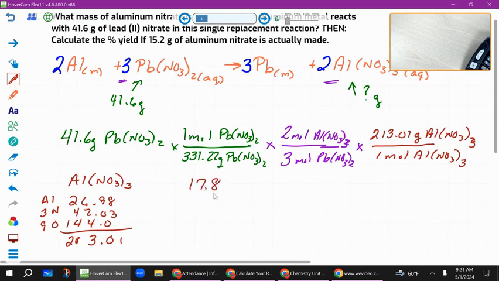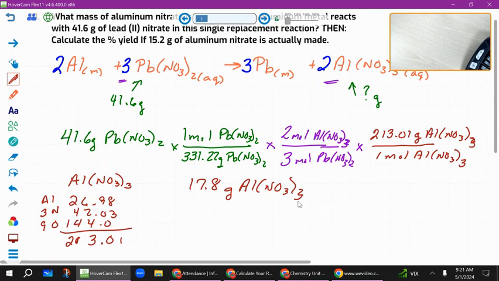That's fine. Again, we can do the math differently as long as you're doing it correctly. So if you do 41.6 divided by 331.22 times 2 divided by 3 times 213, I don't care as long as we're getting the correct number. This is grams of AlNO3. Questions on that portion?